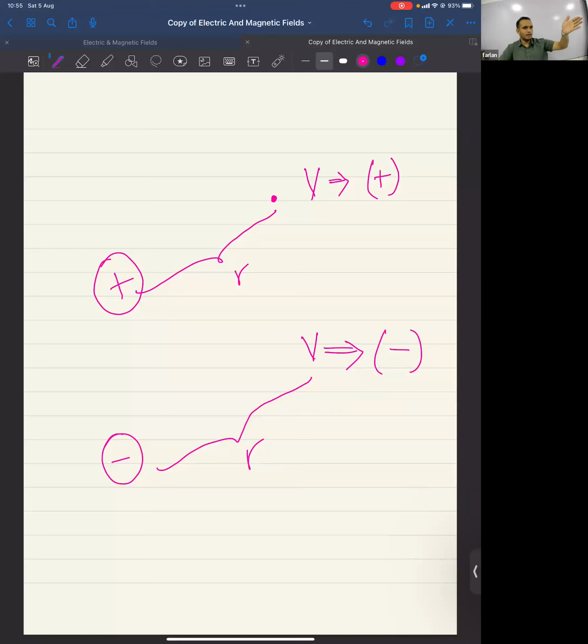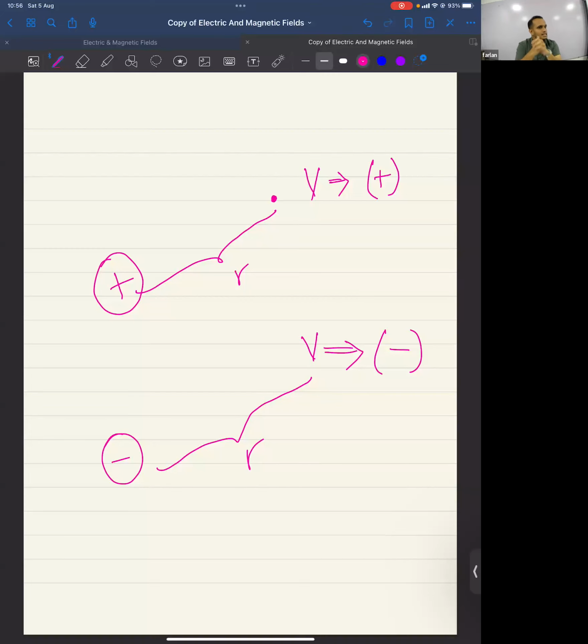So simply, if you have a positive charge, at a certain distance the electric potential will be positive. Due to a negative charge at a certain distance, the potential is negative. Okay. If it is a positive charge, potential will be positive. The negative charge, potential will be negative. But here is the explanation. Listen to me.